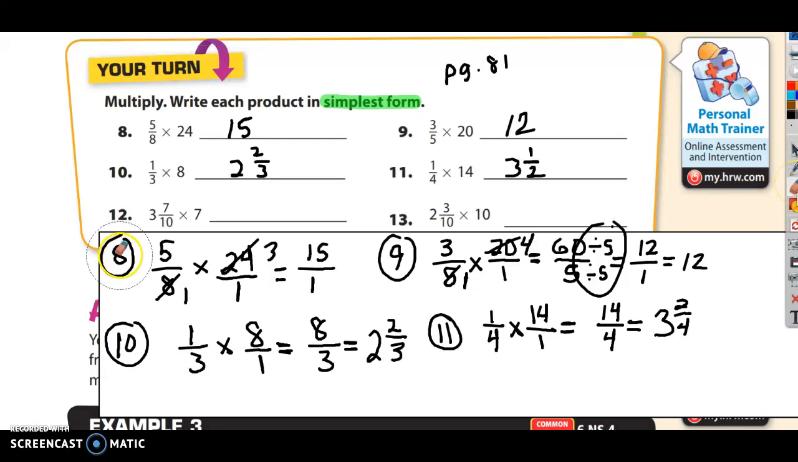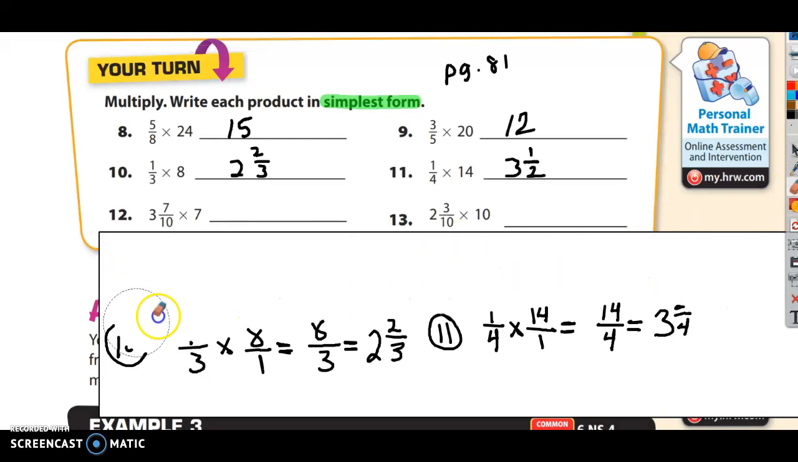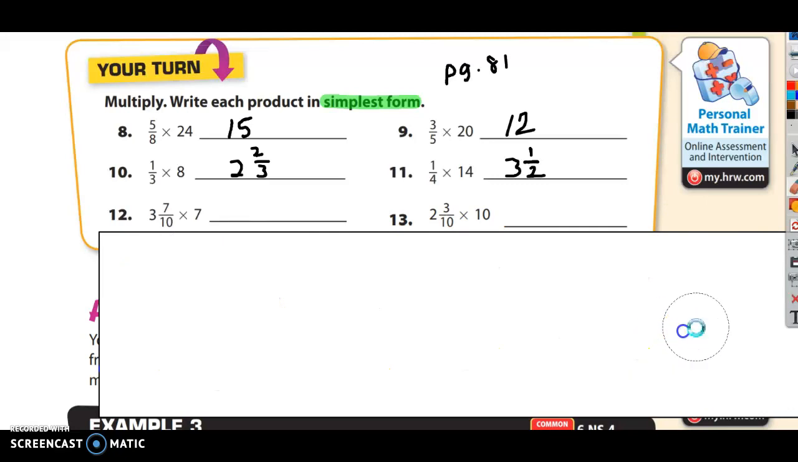All right. So let's check out numbers 12 and 13. These look a little bit different. The first 4 problems we did were just a fraction multiplied by a whole number. And in order to make it a fraction times a fraction, you simply take the whole number and write it over 1. And we can do that with some of these terms.